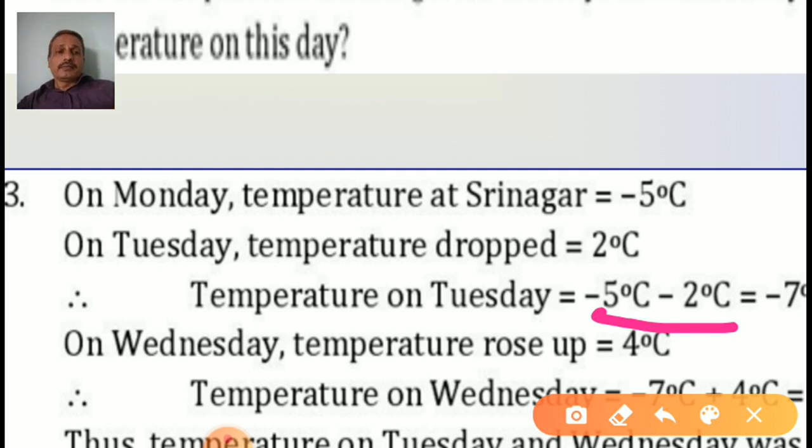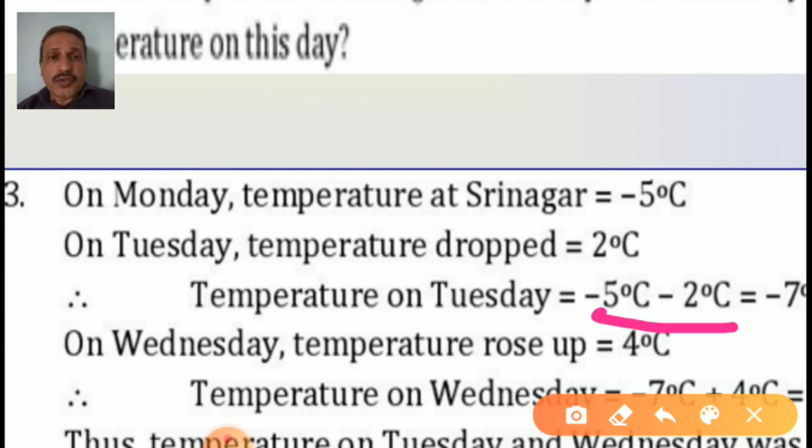On Wednesday, temperature rose up 4 degree centigrade. So student, be careful here. So many students are making simple, silly mistake. What they did, they will start from -5 degree. Monday's temperature they will start and calculating the answer.